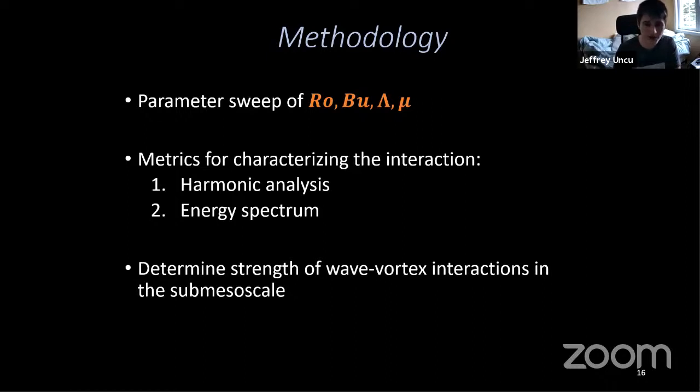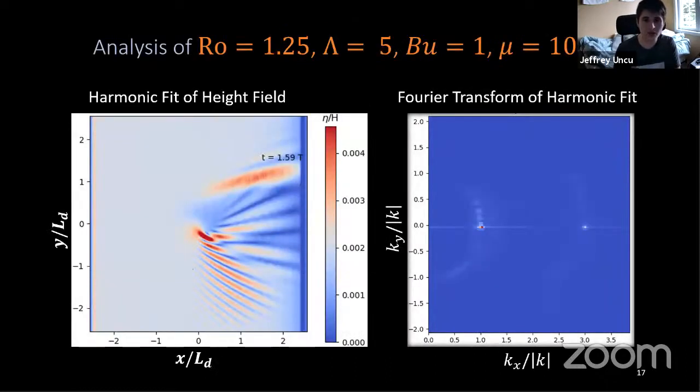So here's an analysis of one of these simulations. The one I've been showing you so far has the following 4 non-dimensional numbers. It has a Rossby number of 1.25, a wave which is 5 times smaller than the vortex, a Berger number of 1, and the amplitude of the wave is 1,000 times smaller than the vortex. This is done just to keep the wave relatively linear.